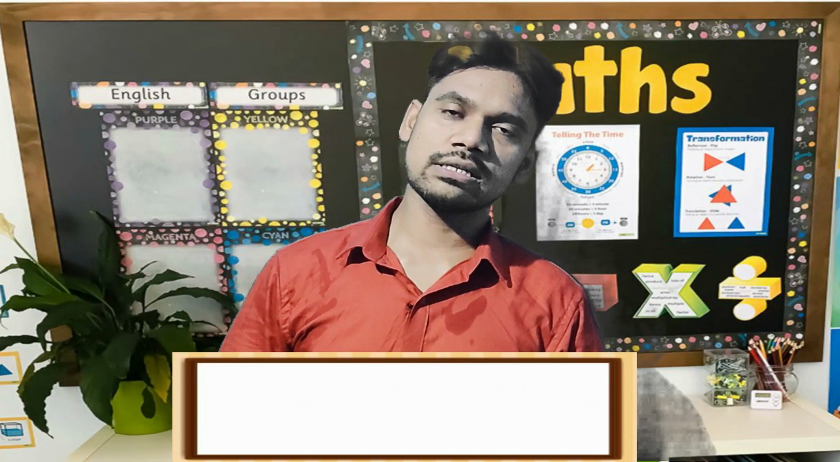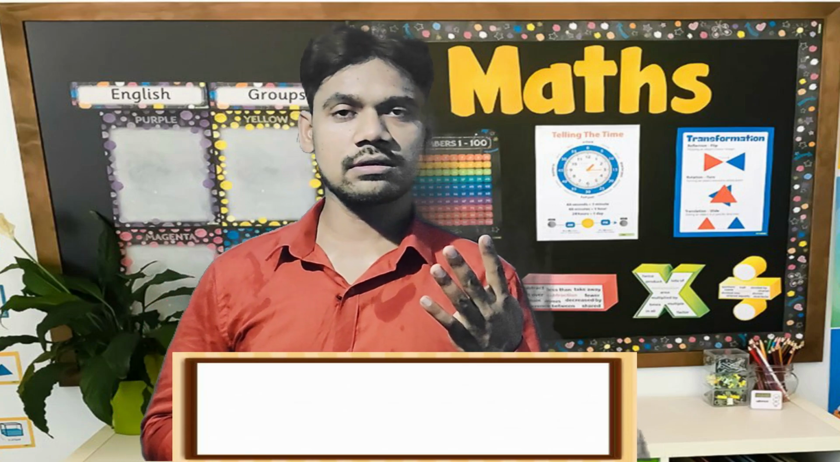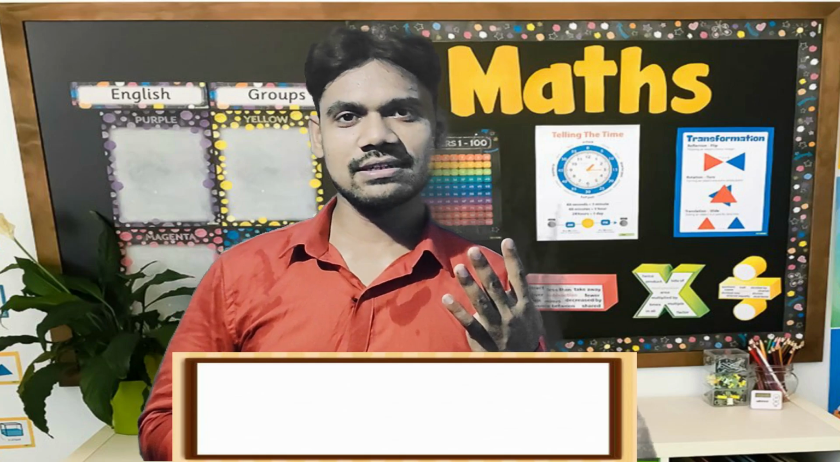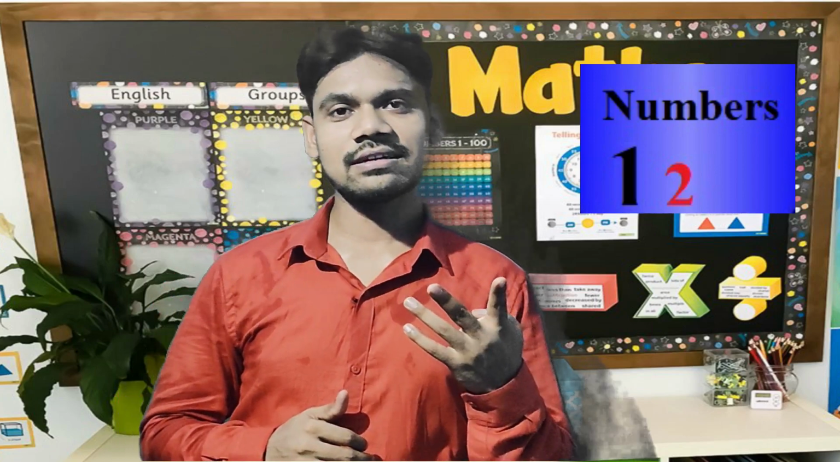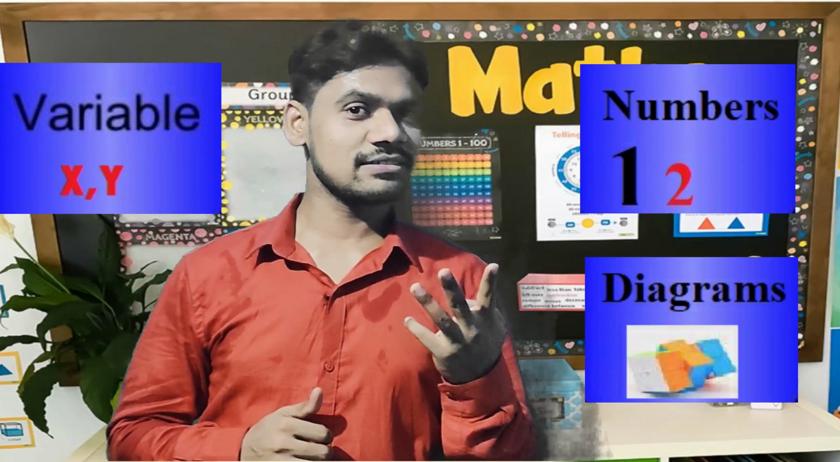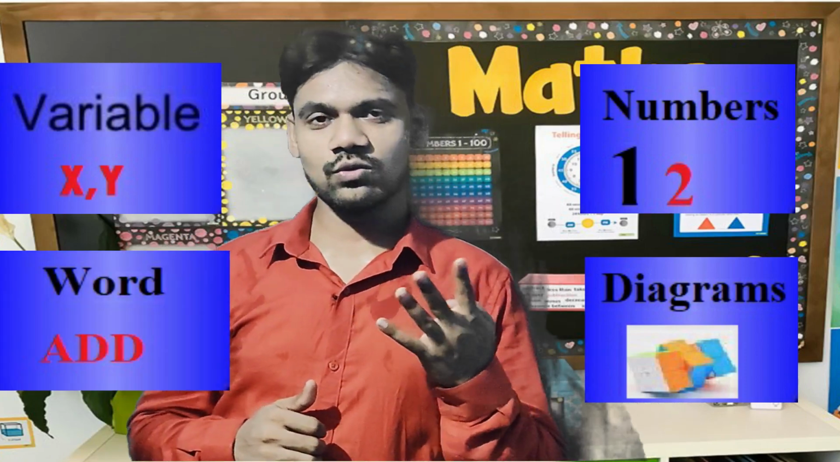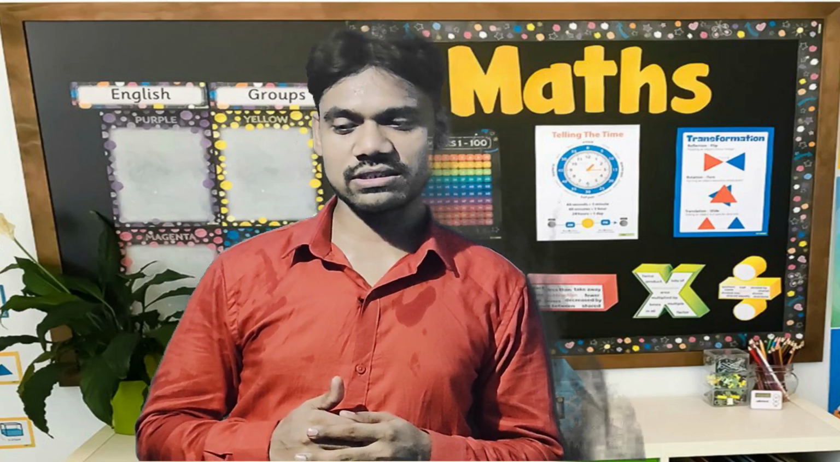Let's now understand what arithmetic progression is. We know the 4 favorite languages that everybody likes. First is number, second is diagram, third is variables, that is letters, and fourth is words. Everybody knows add, multiply, and many things. So we will use these 4 things in arithmetic progression. Let's do that first. Now we understand what AP is.